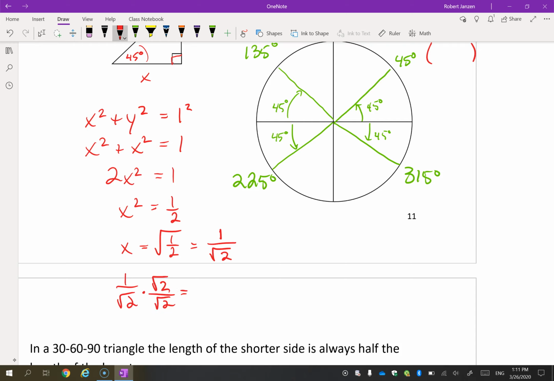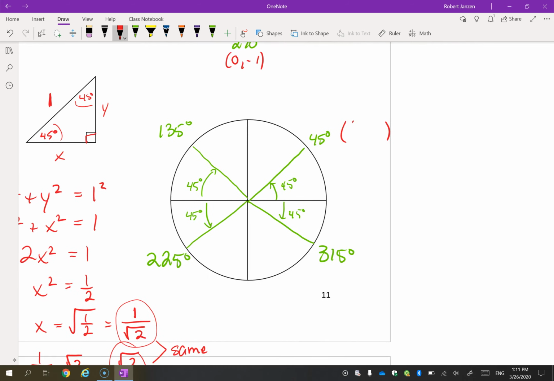If I rationalize it, I get root 2 over 2. So you need to know these two are the same. You're going to see them both. One's rationalized, one's not. I think we'll probably use this one this year, but next year you'll see the other one just as much. Okay? So that's the x value, 1 over root 2, or root 2 over 2.